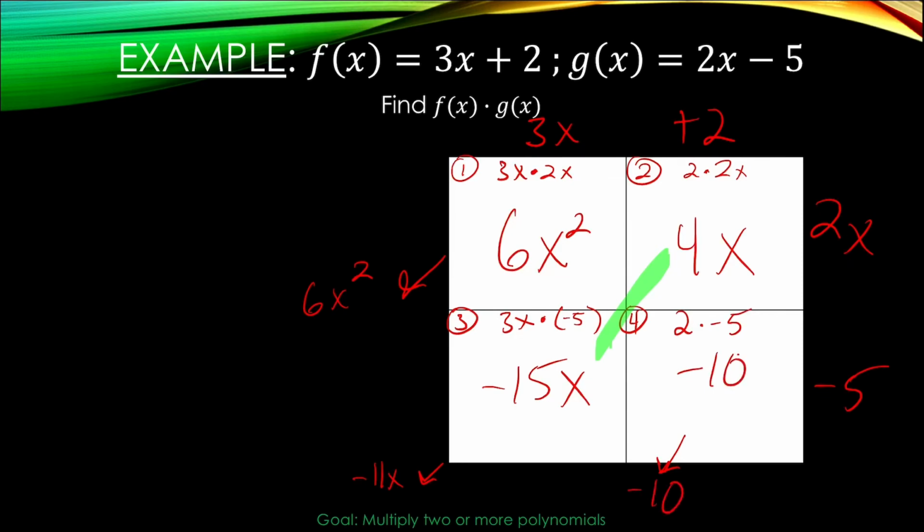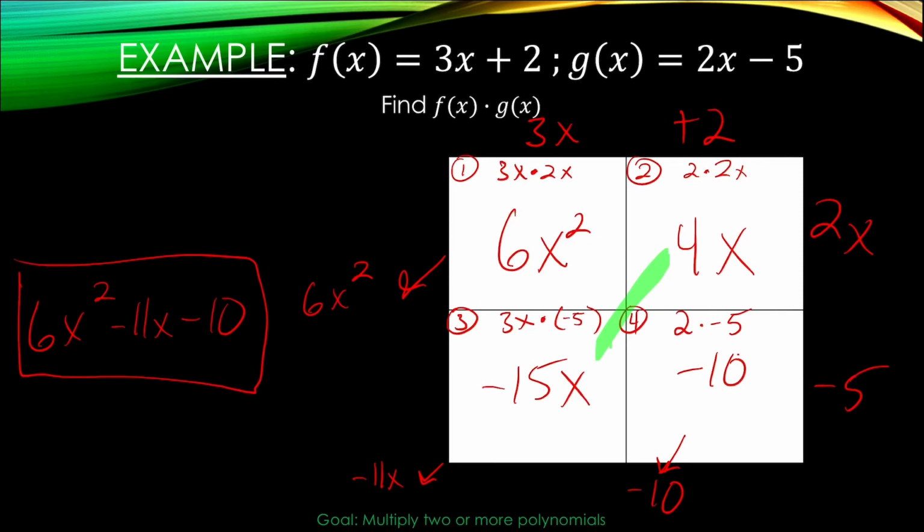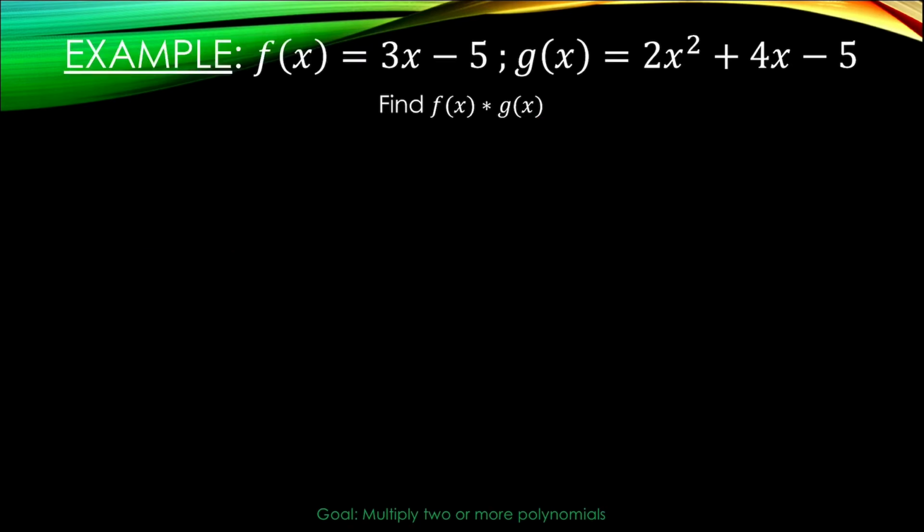This is partly why I like this, because your like terms all line up in a diagonal. So the answer to this is 6x squared minus 11x minus 10. It's a very simple way to keep things organized. Your like terms should line up in a diagonal, just like these do. If you have a like term that's not in a diagonal, you messed up just like I did. So I guess I could say I did that on purpose to help you guys out. Alright, now I want you to try.